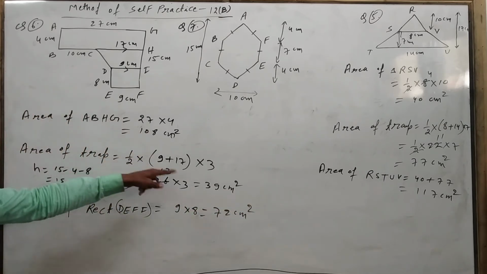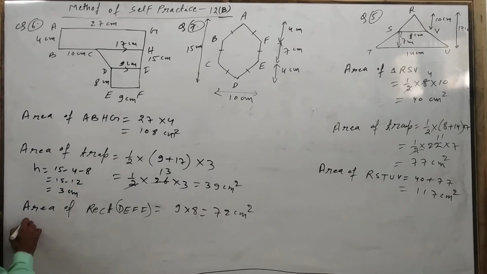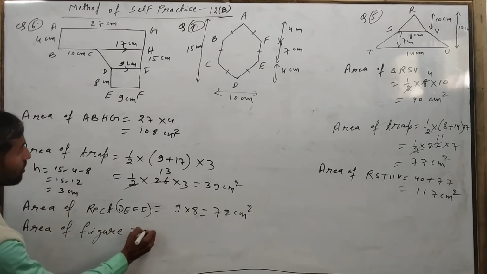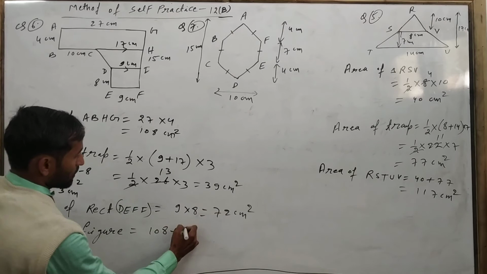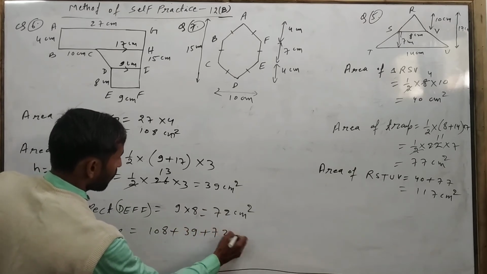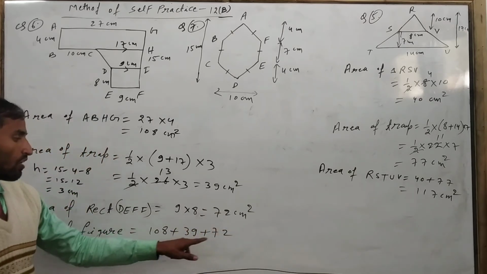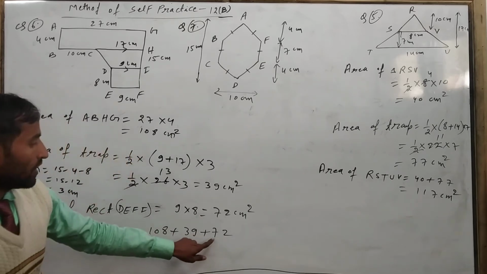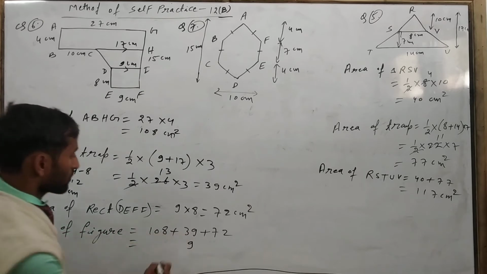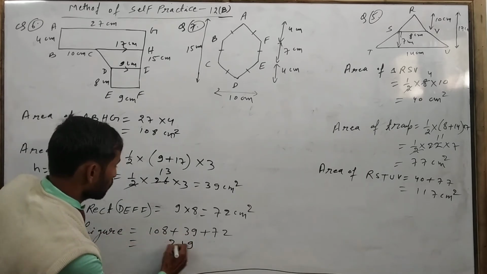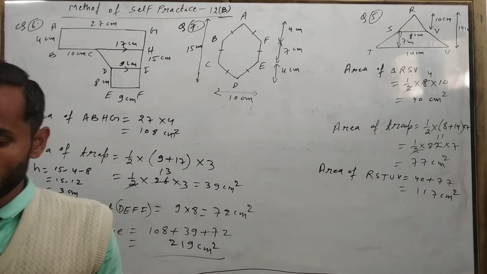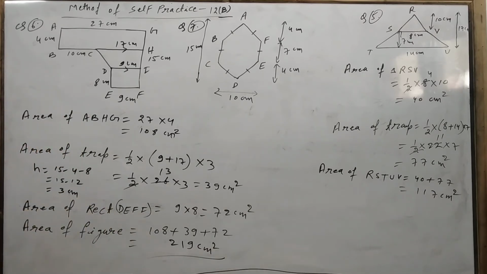Now we will add all three figure areas, then we will get the final answer. So the area of the whole figure is equal to 108 plus 39 plus 72. Okay, so now we will add: 8 plus 9 is 17... 219 centimeter square is the total area of this figure. Okay, this is the final answer, question number 6.